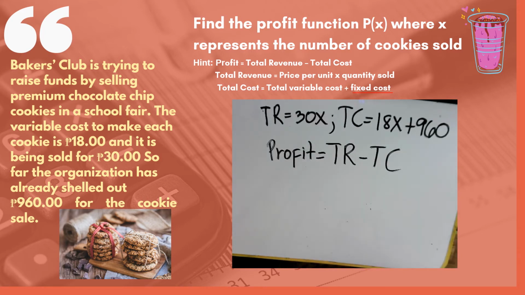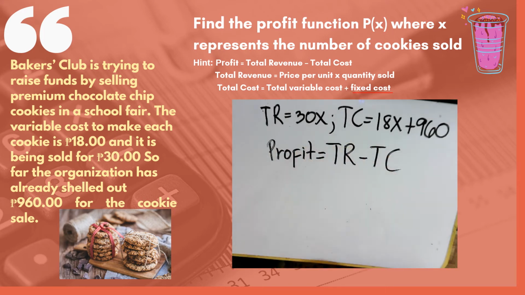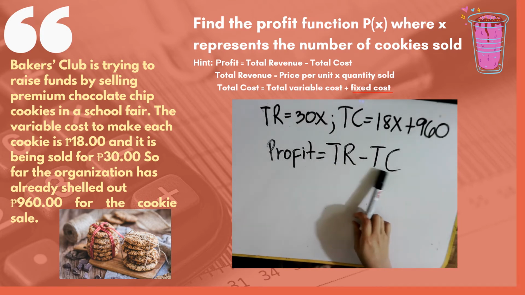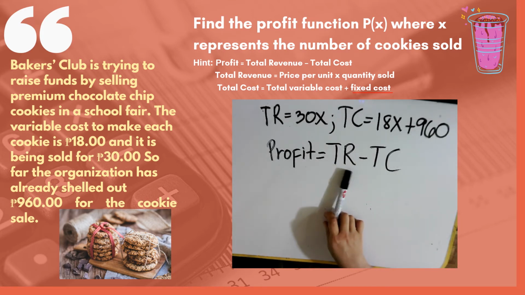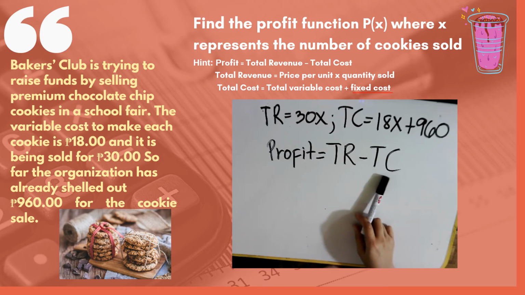Ayan. So, ang ating total revenue ay 30x. Ang ating total cost ay 18x plus 960. Now, for the profit, the formula for profit is total revenue minus total cost. Or, lahat ng naibenta minus ng lahat ng inyong puhunan, para ang matitira, yun yung kita o profit.